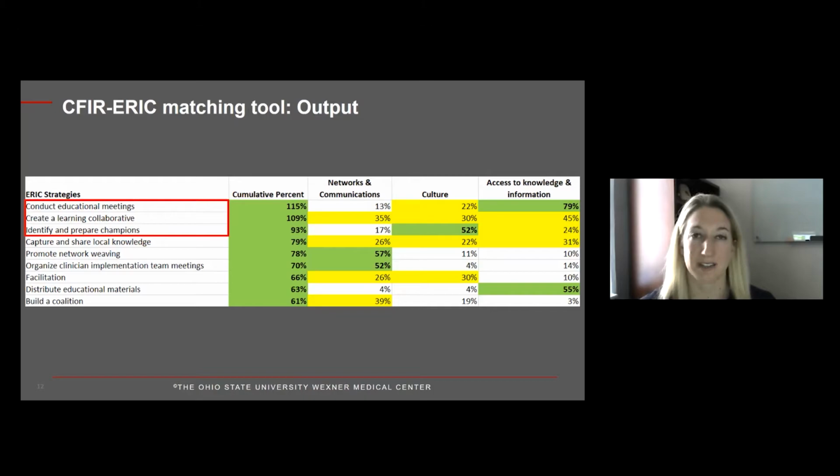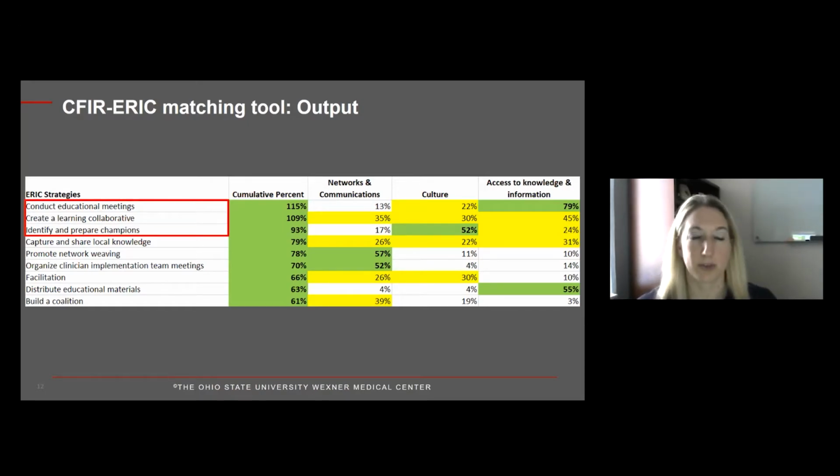We entered our three main barriers into this tool, and it gave us three primary implementation strategies recommended based on expert consensus or an expert panel. Our three main implementation strategies were to conduct educational meetings, create a learning collaborative, otherwise known as a knowledge sharing network, and identify and prepare champions.